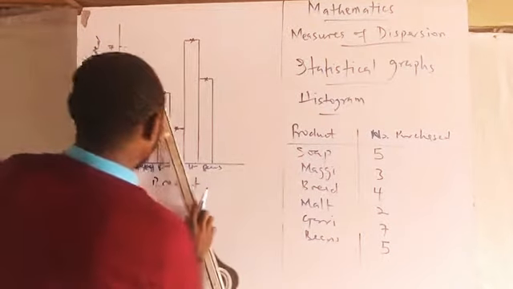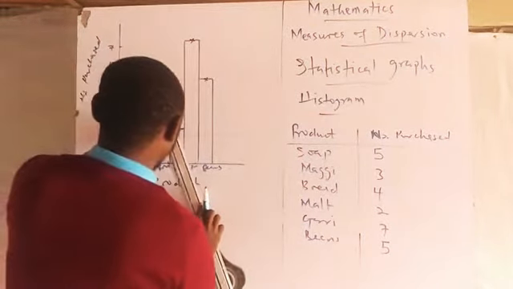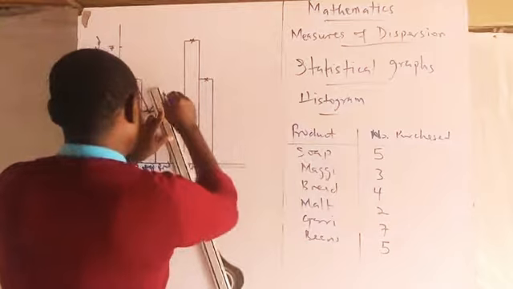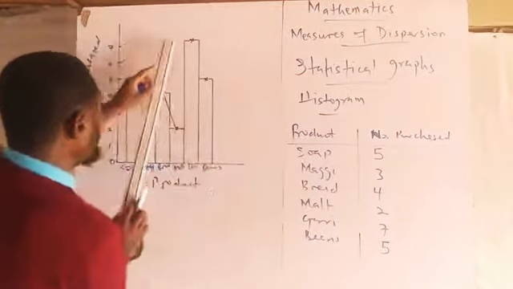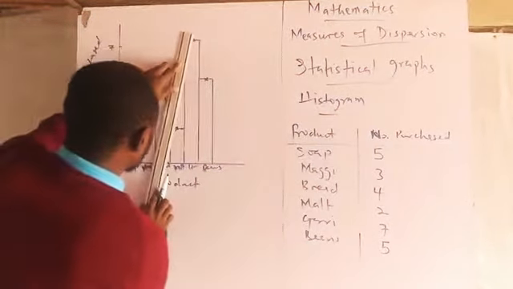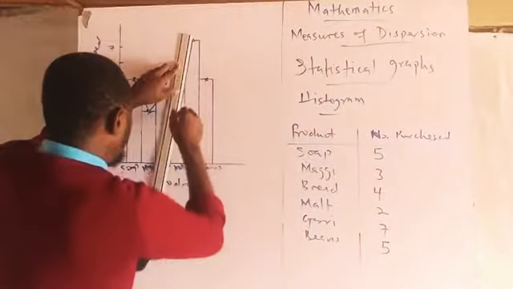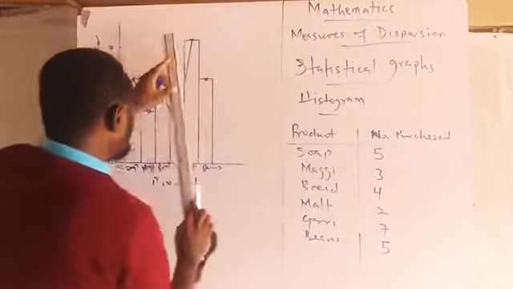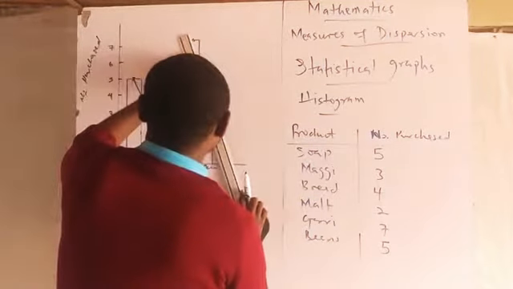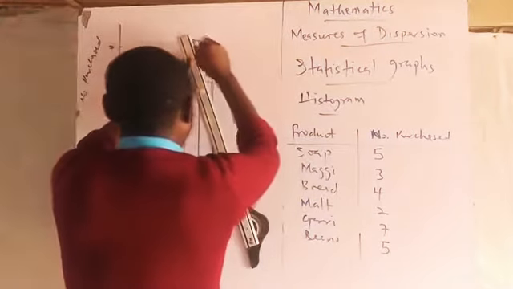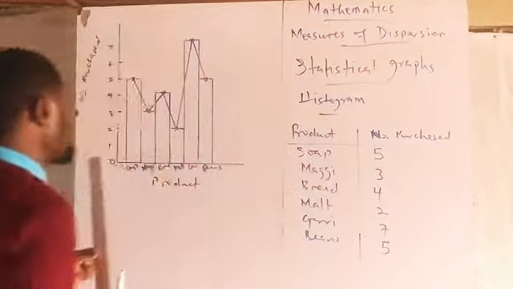Join. This is your polygon. Join. Good. Join all the points that you have at the center. Join. Good. Here is your polygon curve.